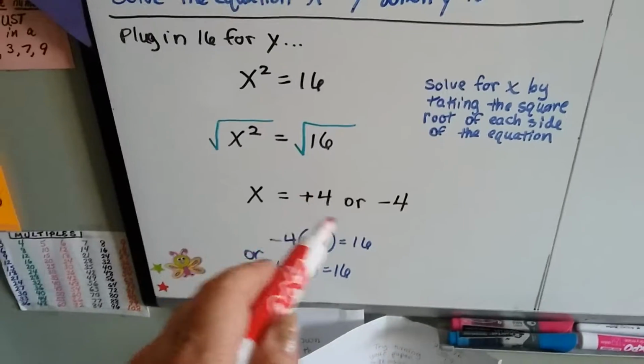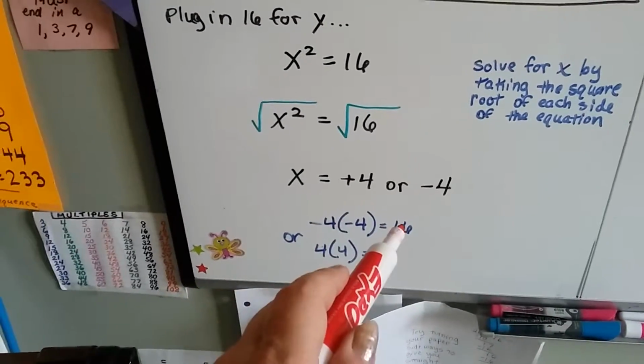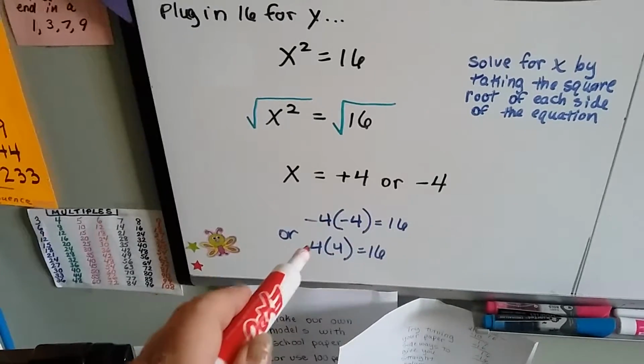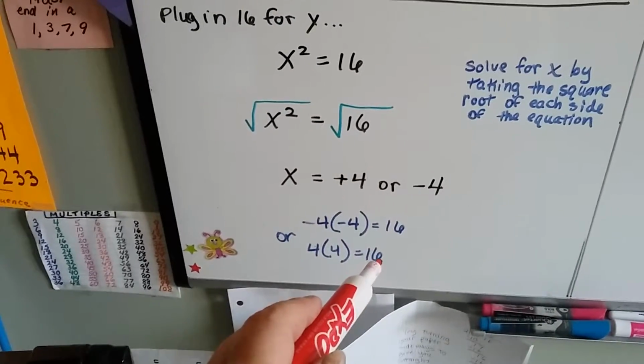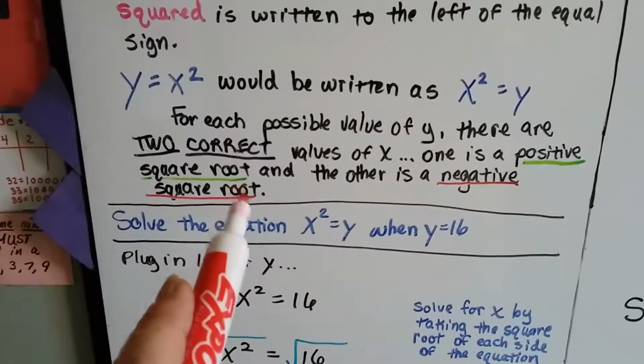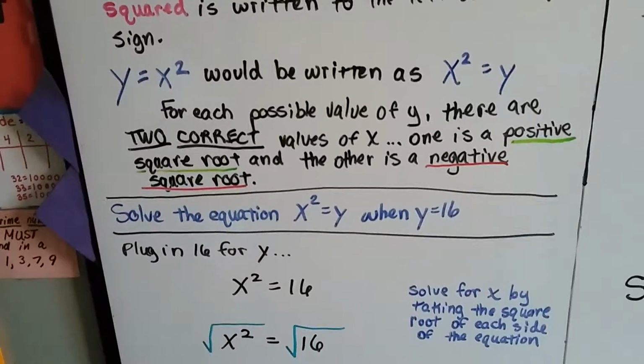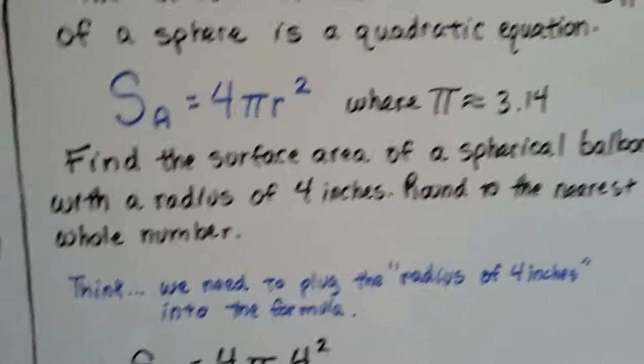But it can be a positive 4 or a negative 4, because look, negative 4 times negative 4 is positive 16. See? And 4 times 4 is 16. So our answer can either be a positive 4 or a negative 4. It's either a positive square root or a negative square root, see? All right, let's look at what we've got here.